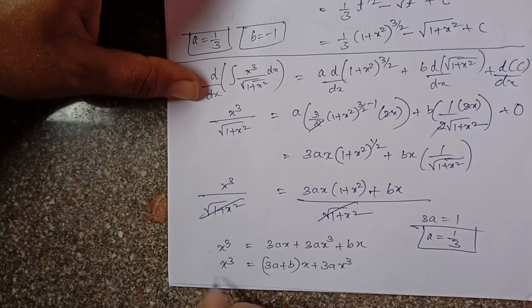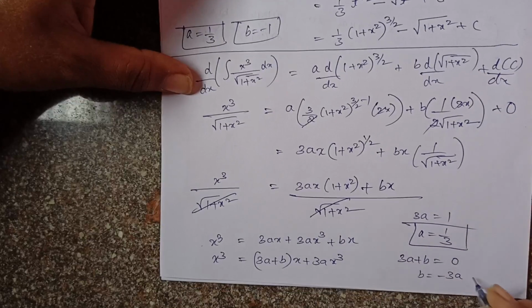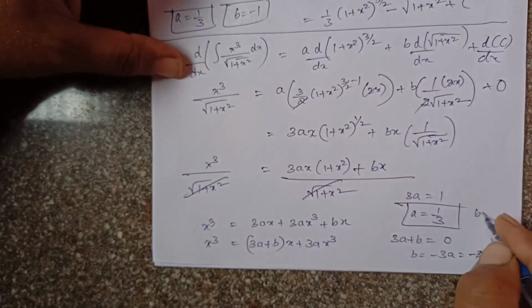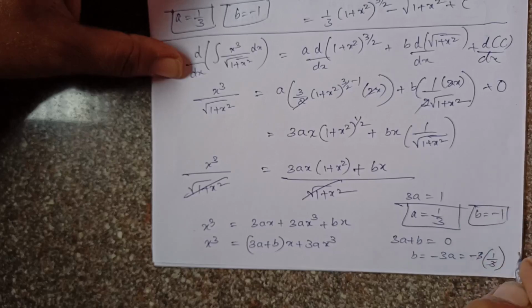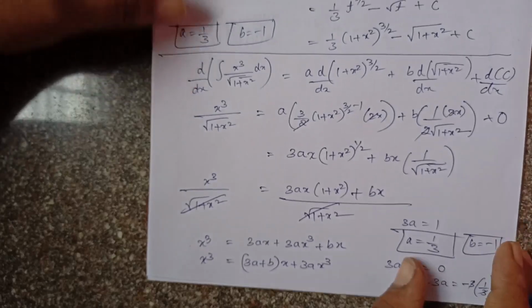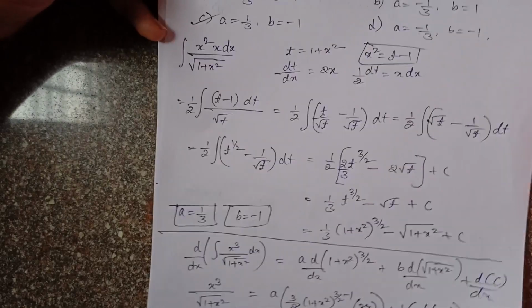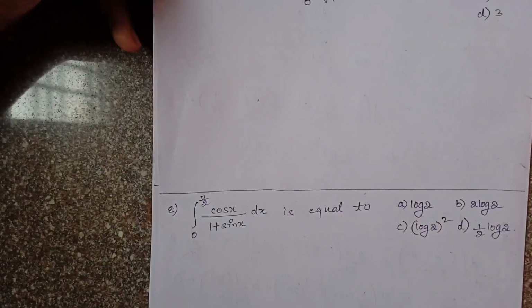When a is equal to 1 by 3, what is b equal to? Here if we compare x coefficients, 3a plus b is the right hand side x coefficient, and the left hand side x coefficient will be 0. So what is b equal to? b equal to minus 3a. This is minus 3 into 1 by 3. 3 gets cancelled out. What is the value of b I am getting? Value of b is minus 1. Same answer we are getting. Which one is easy for you? That one you follow. This is about question number 6.